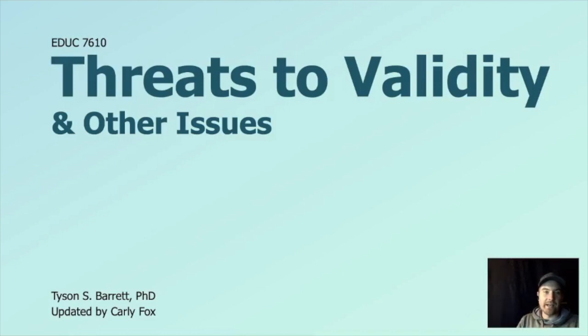Hi everyone, this is the 9th lecture. You can congratulate yourself, you're halfway through the material of this class. Today's topic is threats to validity and other issues. These are things that hopefully are somewhat of a review for you as you've taken other research methods courses. I just want to present this in light of what we've been doing with regression analyses.